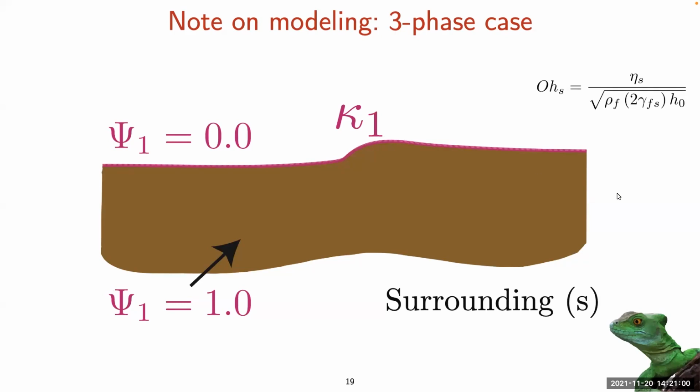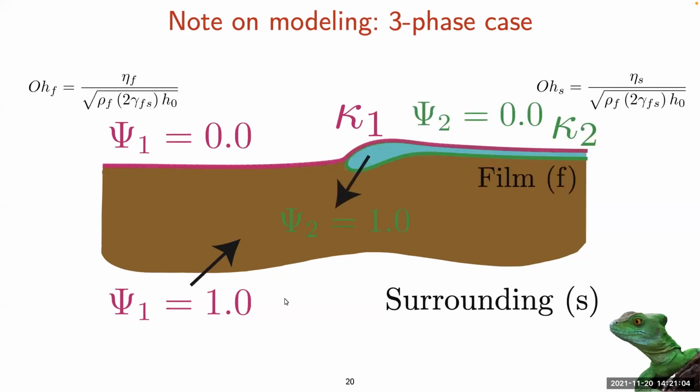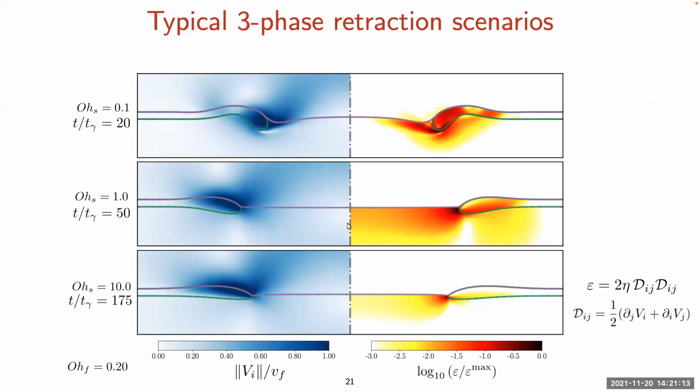We start off with an oil-air interface here, and here is our water film. Note that our numerics is initiated such that there is a precursor film of oil covering the water-air interface. These are our typical numerical snapshots. On the left, I show you the velocity contours normalized with the film retraction velocity, and on the right, I show you the viscous dissipation contours.